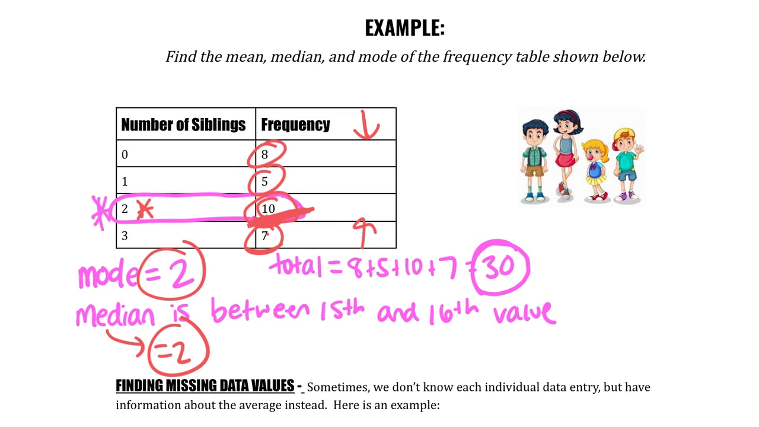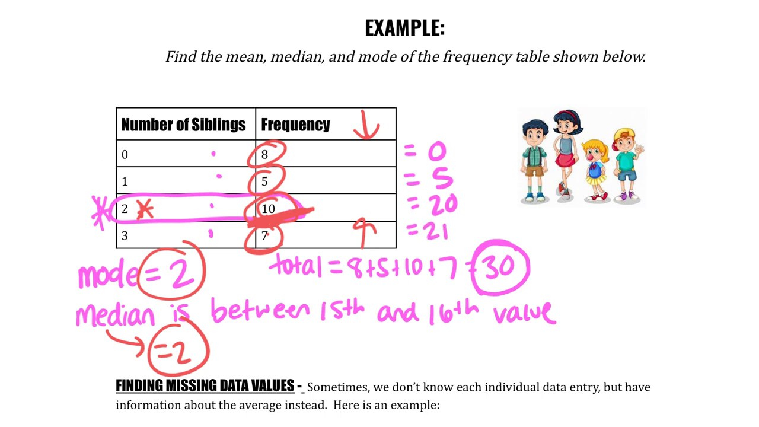The mean. Okay, so to get the mean, remember we add them all up and we divide by the total number, which is 30. We already found that. So to add these all up, rather than writing them all out, 0, 0, 0, etc., what you want to do is multiply. So 0 times 8 is 0. So there's 0 total siblings represented by that first row. 1 times 5 is 5. 2 times 10, so I'm just putting little times there, is 20. So 20 total siblings there. 3 times 7 is 21.